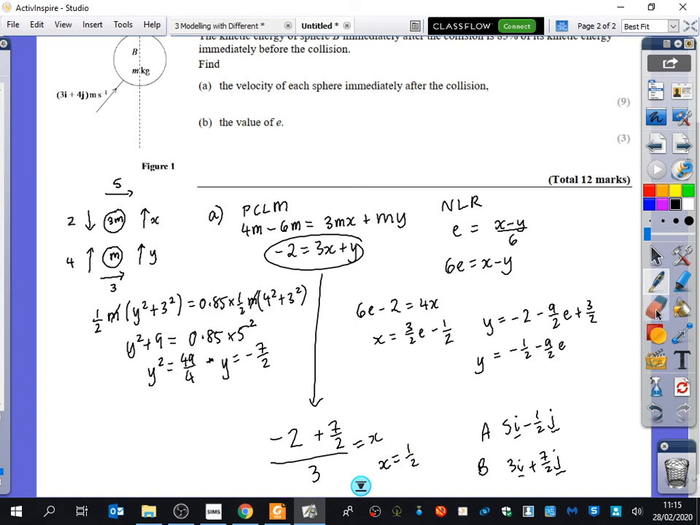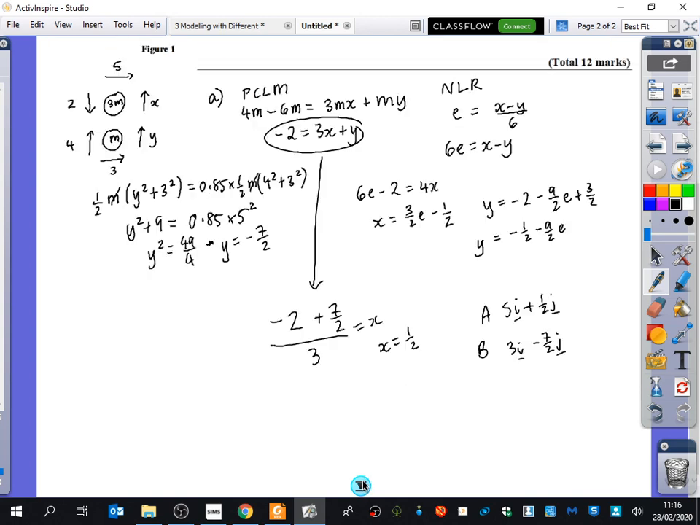Yeah, that works. The other way around didn't work, did it? I was just about to check that. I wanted them going opposite ways, so that's why. Because you just knew. Okay, so you got 5i plus a half j and 3i minus 7 over 2 j. And then the last stage is just to find the value of e, which we can do using the NLR bit that we've got here. So we know that e is going to be equal to x minus y over 6, which is a half minus 7 over 2, over 6, which is 4 over 6, or 2 over 3.